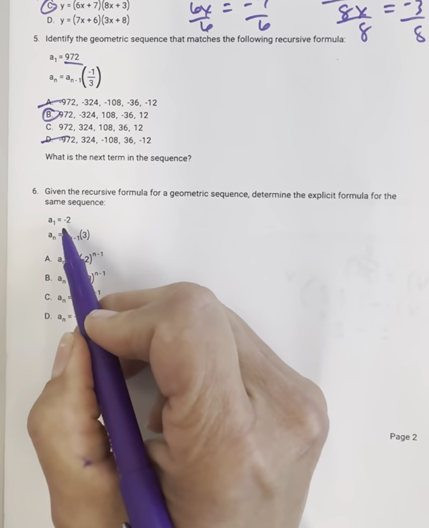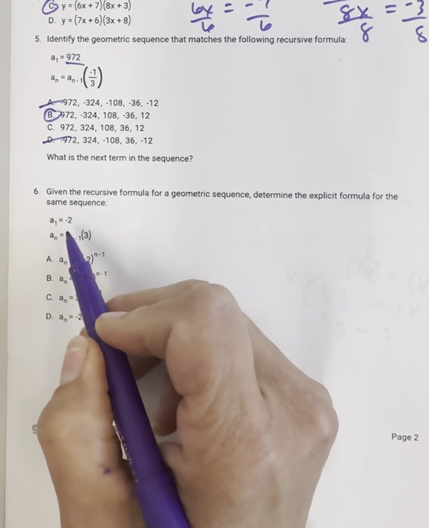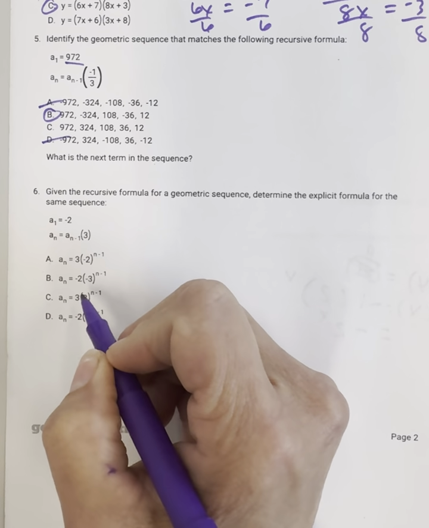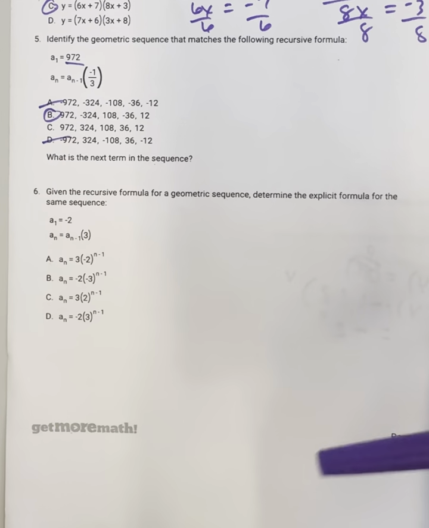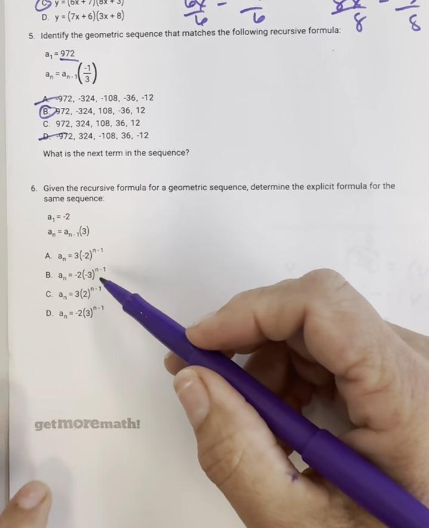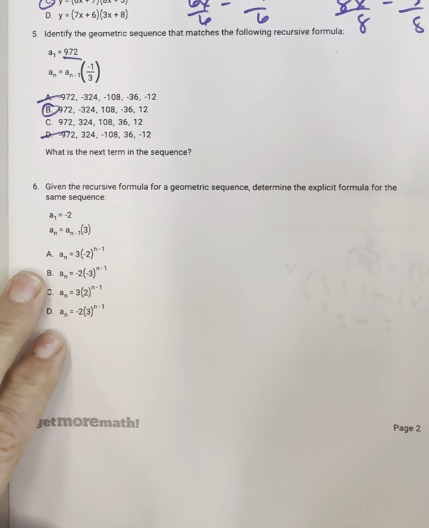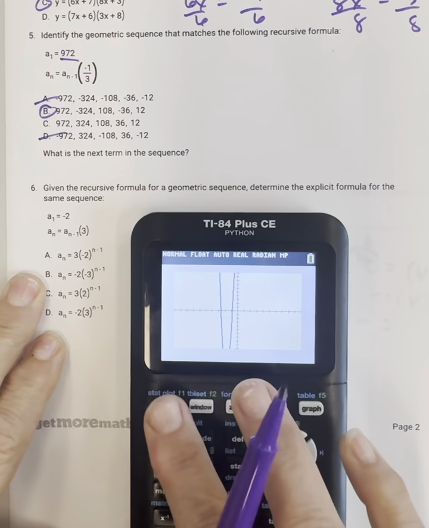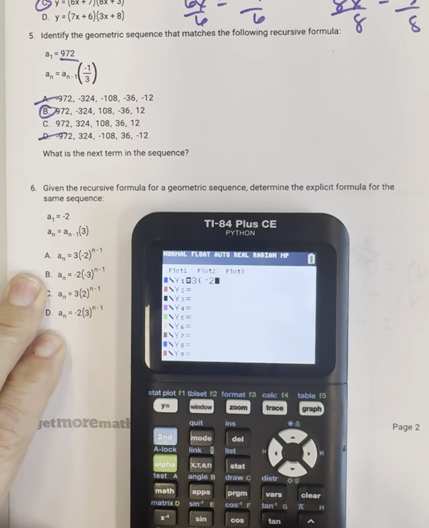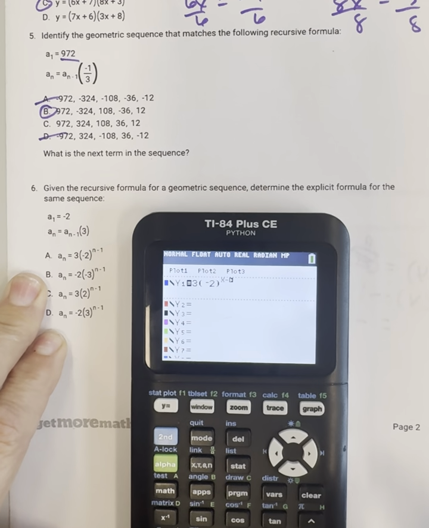Number 6. So a sub 1, that's your first term, is -2. And you're going to be multiplying. So your first term is -2, and you're multiplying times 3. So let's just put in A. So y equals 3, because you're not given a list of numbers. If you're not given a list, then you need to put the equation in and get the list.